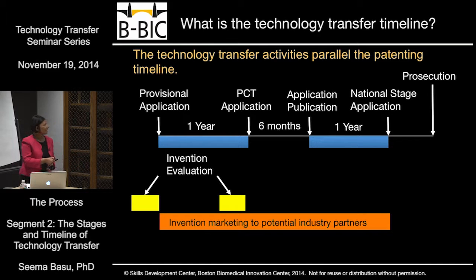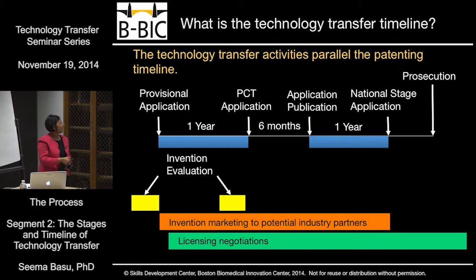This is the second stage, which is marketing to potential industry partners. Depending on the invention, this can start right off when we have the invention, all the way till it is partnered. Once you've started marketing, if you find the right partner, you start license negotiations, and that may happen at any time till the technology is licensed.